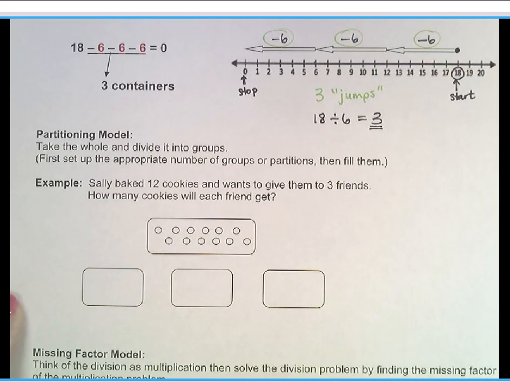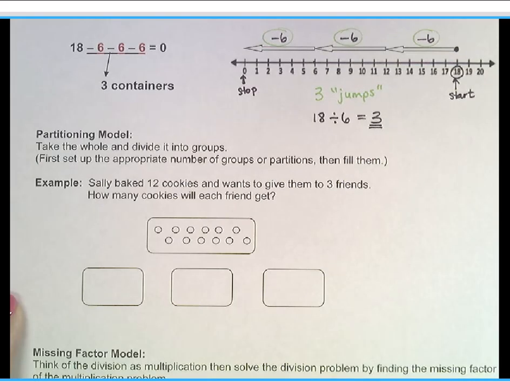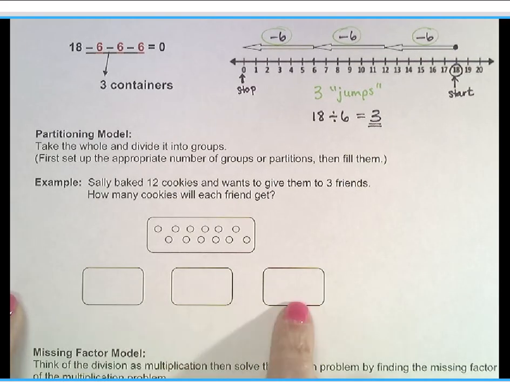Okay. Then there's a partitioning model, and this is probably the way that everybody first learned how to divide: you take the whole and you divide it into groups. So if we say Sally baked 12 cookies and she wants to give them to 3 friends. So here's her 3 friends. Maybe these are plates for her 3 friends. One way that you can do it is partitioning.